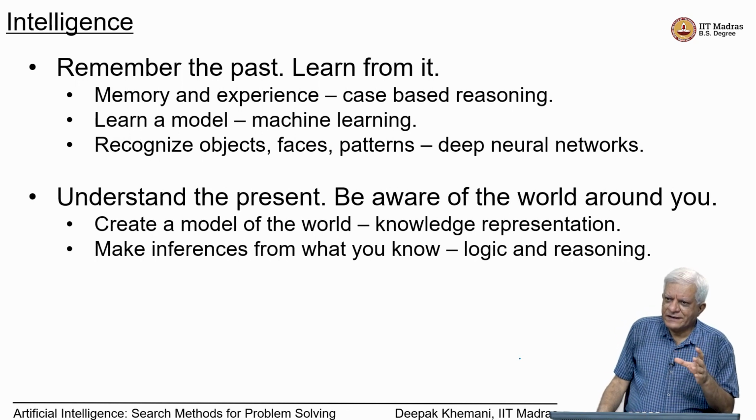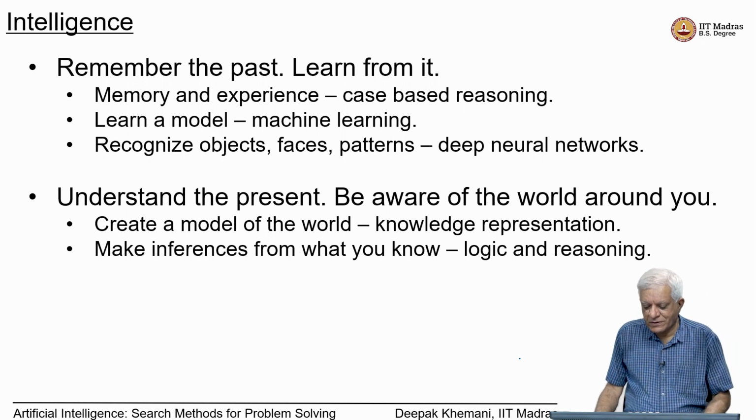Then you have to understand the present, be aware of the world around you, create a model of the world, and we will refer to this as knowledge representation. Make inferences from what you know, logic and reasoning. So, not only do you see things and become aware of them, you also make inferences as to what else must be true as part of that.